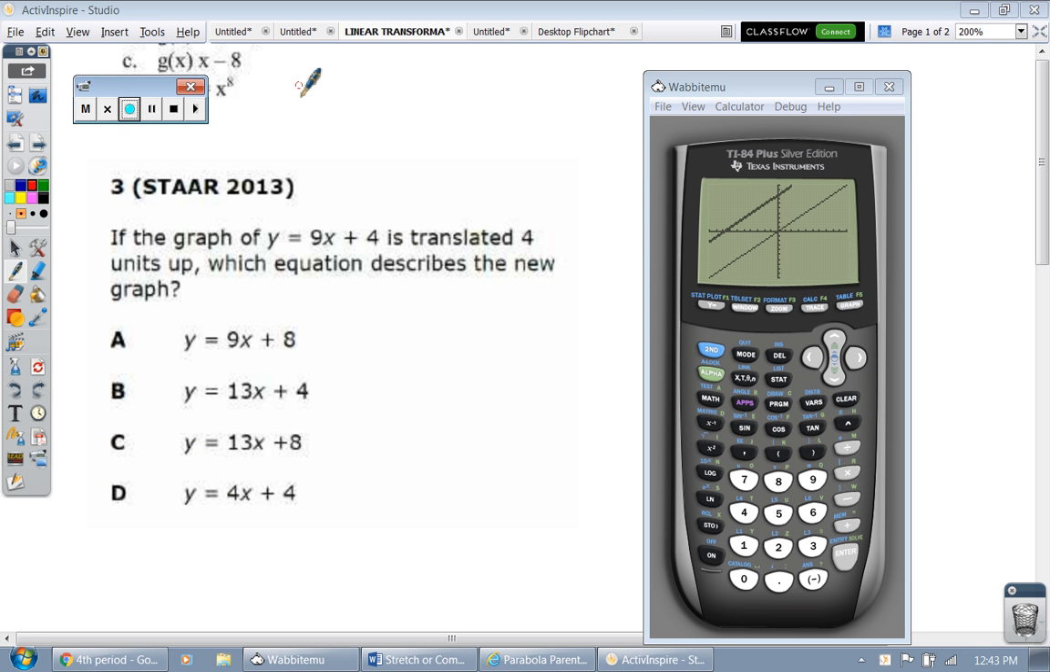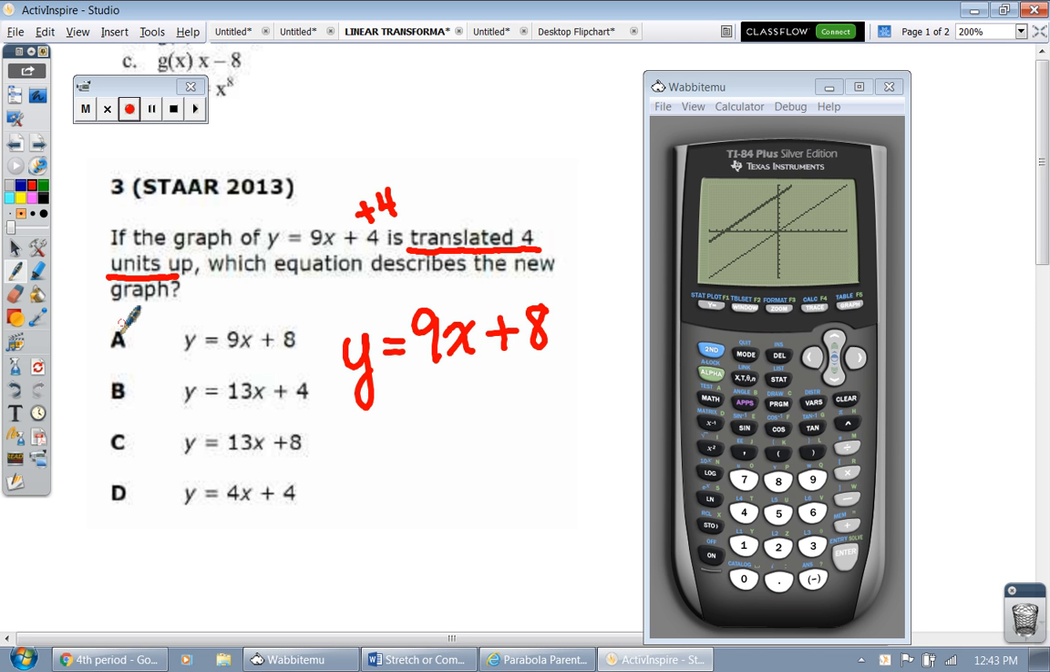So piggybacking off of question 2, if the graph of y equals 9x plus 4 is translated 4 units up, we're not changing the slope. So our new graph will still have the same slope of 9. We want to add 4 to that back number. Well, 4 plus 4 will make it 8. Our answer is A. You could also graph that. Not to mention, if you look at B, C, and D, each one of these slope numbers is different from 9, so I know it cannot be any of those. So our answer is A.